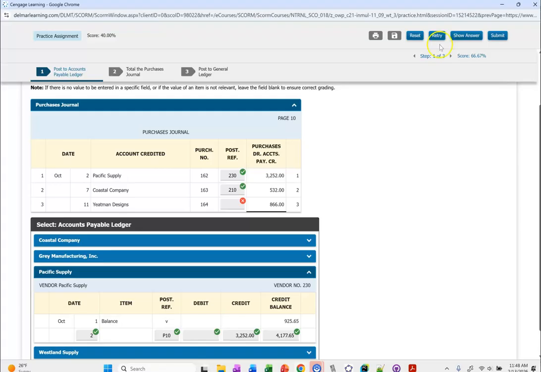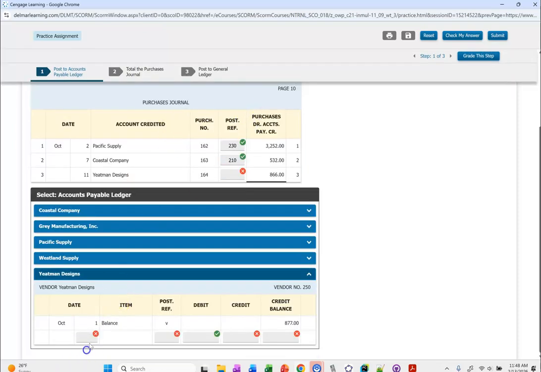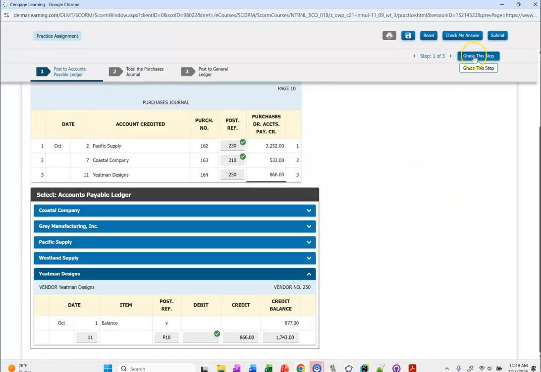Check our answer there, that looks good. We try, and the last one is Yeatman Designs. So that happened on the 11th. Again, we're in purchase journal page 10. 866 is what we bought from them. And when I add that to the 877, I have 1,743. And this went back to account 250, and I'm ready to grade this step. Does everybody feel okay on what we did there?